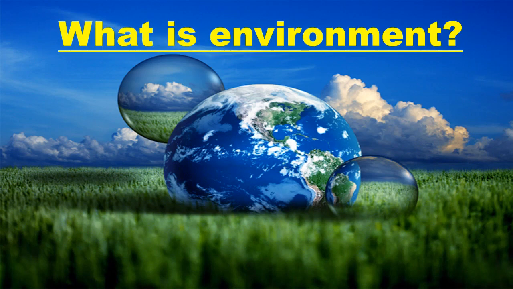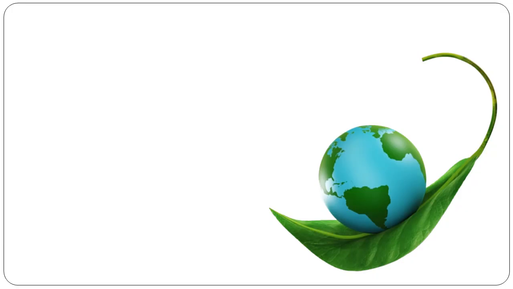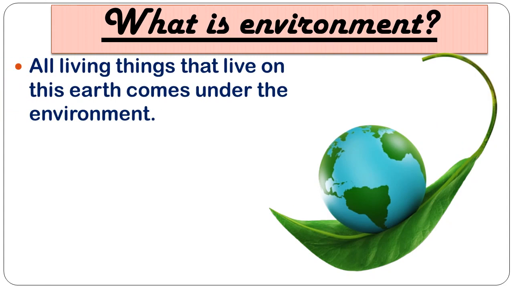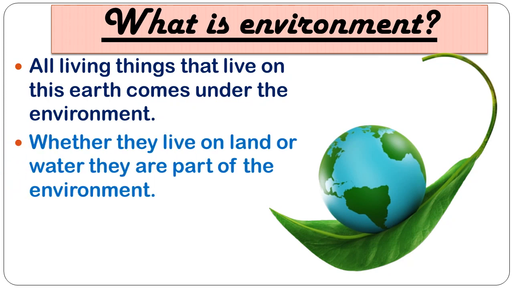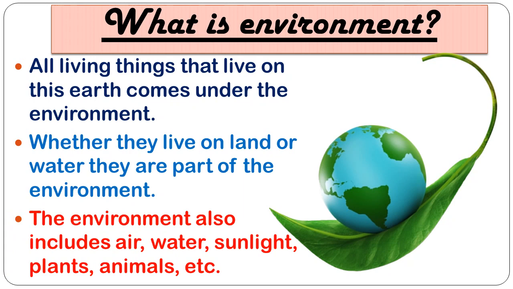Okay, now let us understand what is meant by environment. So what is environment? Students, all living things that live on this earth come under the environment, whether they live on land or water. It means land, water, and every organism present on land or water are part of the environment. The environment also includes physical factors like air, water, sunlight, and biological factors like plants, animals, etc. So it includes everything present in our surroundings. So this is an environment.